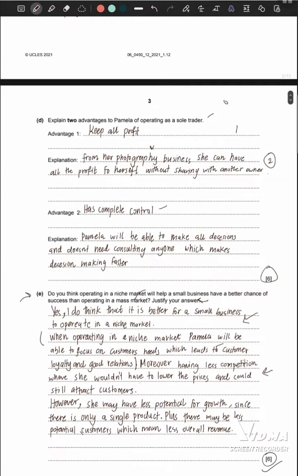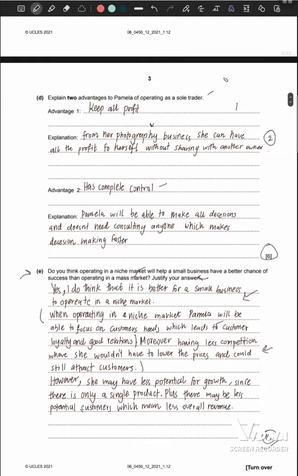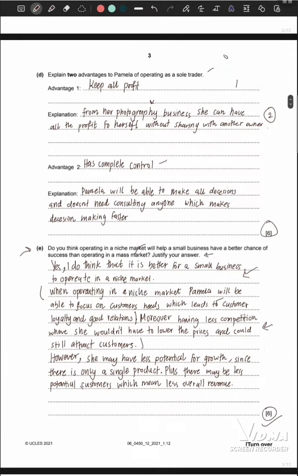Alright, so that's that, and we have our justification. Now what is justification? Justification is basically you'll have to kind of oppose what you talked about here, but in relative points. And then you also still have to mention that, oh yes, I still think this is a good method. By this I mean niche market, but you still have to tell about the cons of niche market.